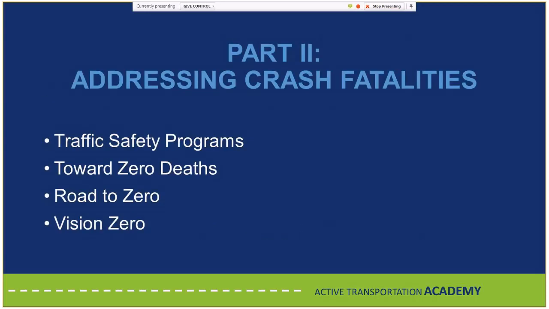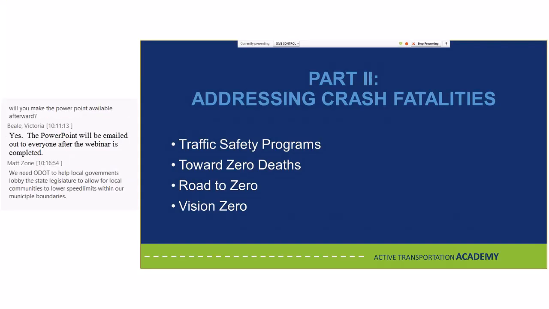In part two, we're going to talk about addressing crash fatalities specifically. First, we're going to learn about the state-level traffic safety programs, projects, and studies that the Department of Transportation offers. Then we'll dig into the three main initiatives that specifically address crash fatalities: Towards Zero Deaths, Road to Zero, and Vision Zero. We'll understand their differences and similarities, and compare and contrast them. Then we'll have an activity at the end of this part that examines local traffic safety projects and how well they're doing, and if there are any fatalities that we need to discuss.